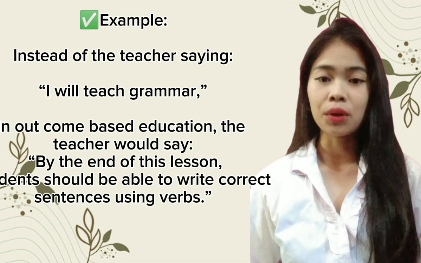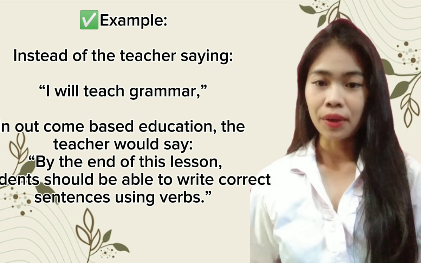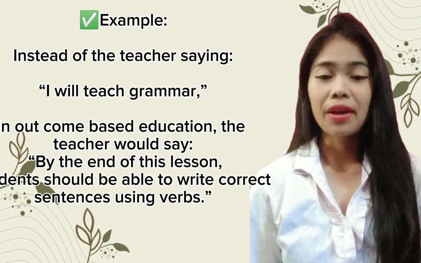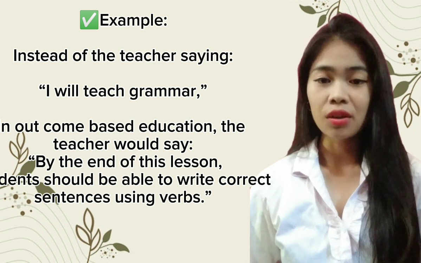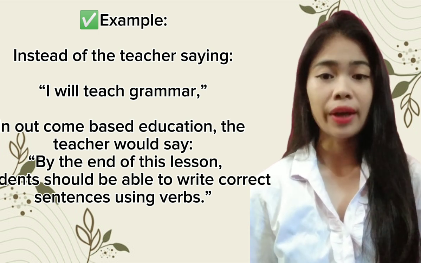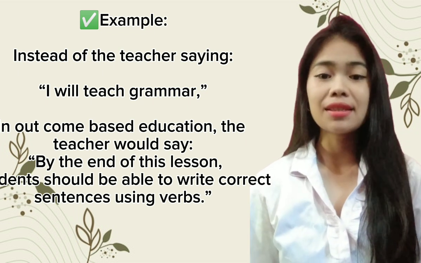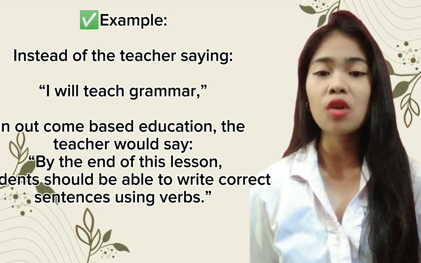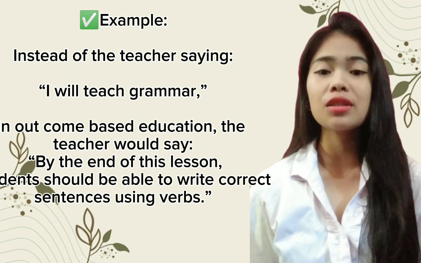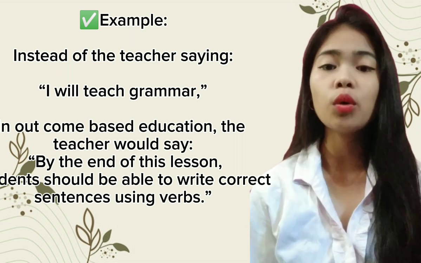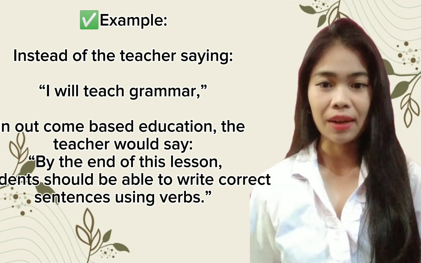So for example, instead of the teacher saying, "I will teach grammar," in outcome-based education, the teacher should say, "By the end of the lesson, students should be able to write correct sentences using verbs." So this means that the focus is not just on explaining verbs, but on making sure students can use them properly in their own way of writing, which shows real understanding.